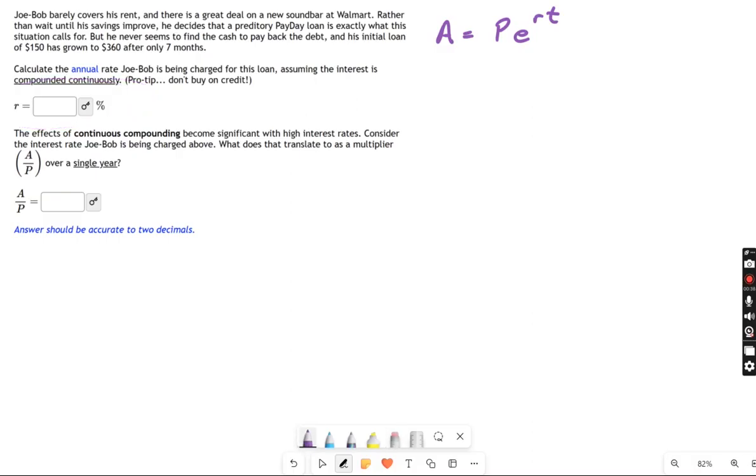So let's put in the information we have. We know that the initial amount is $150. And I put it into my continuous interest rate equation. I don't know what R is. We're going to figure that out. And I do know what T is. Okay, take a look right here.